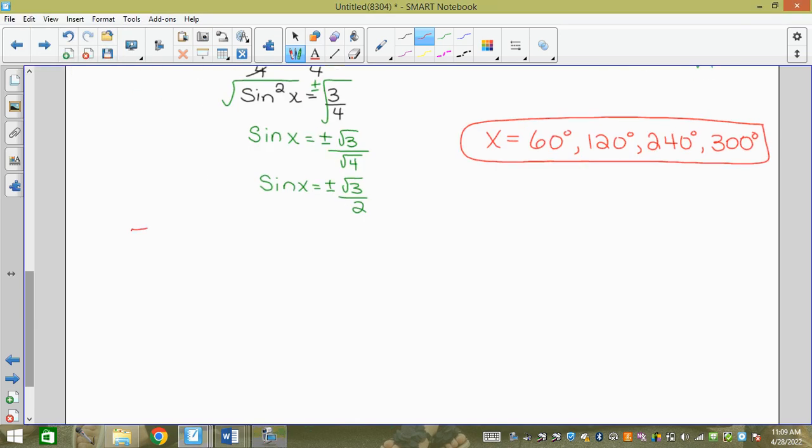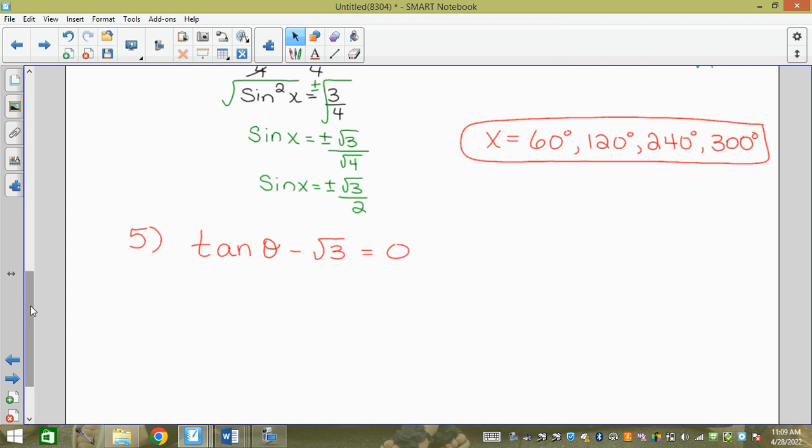So that was 4. Here's 5. Say I give you tan theta minus root 3 equals 0. What's the first thing I'm going to have to do? Add the root 3 over. So I get tan theta equals root 3.